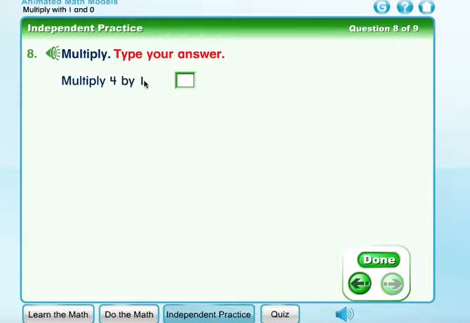Multiply 4 by 1. By means the same thing as times. So when you see 4 by 1, know that that's the same thing as 4 times 1. And any number multiplied by 1 is the other number. So our answer is going to be 4. Okay? 1 times 8, any number times 1 is the other number, which is 8. Oops, I can't write it in. I've got to click it in.